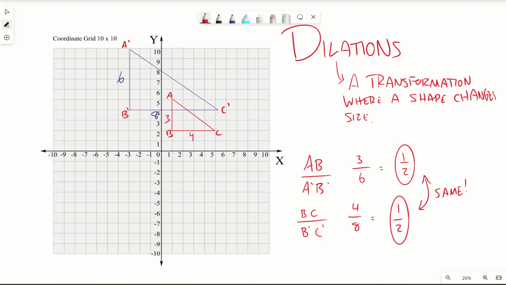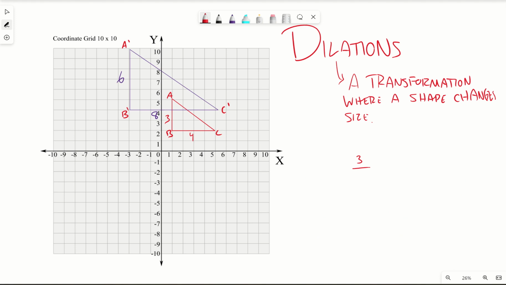Okay, now, what I want to look for in a dilation is something called the center of dilation.